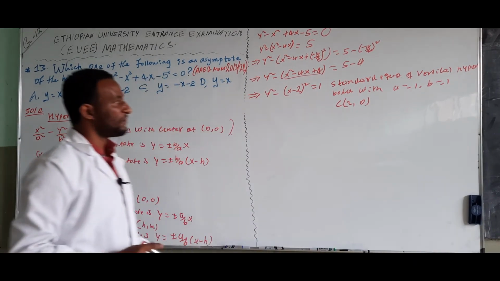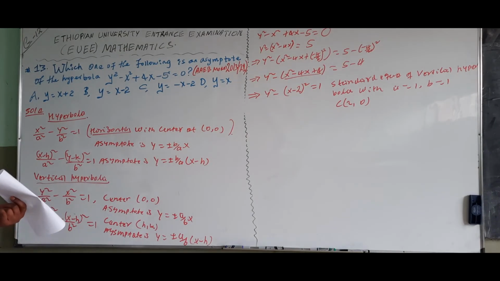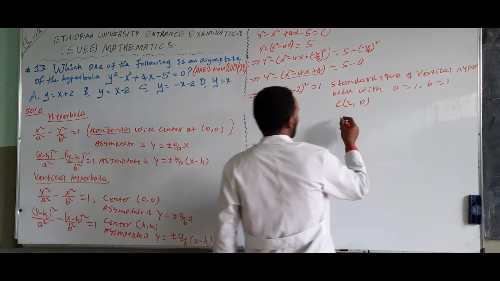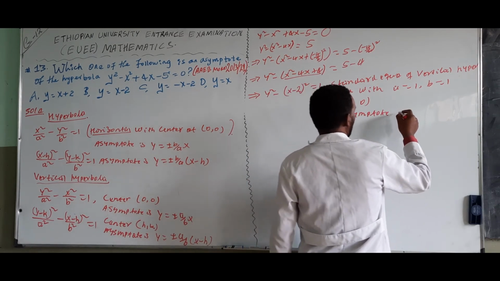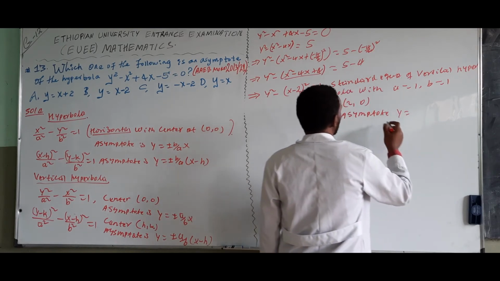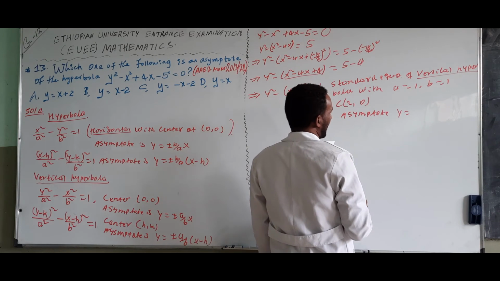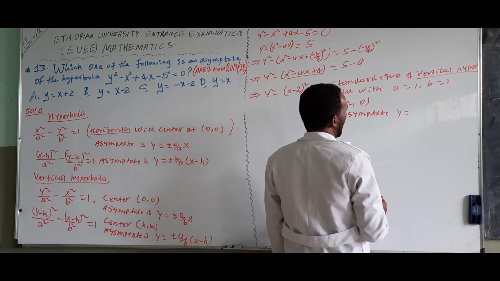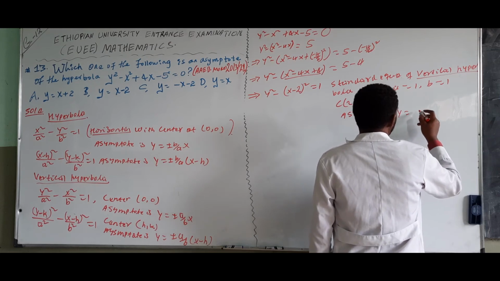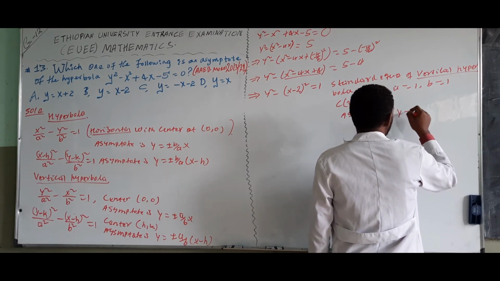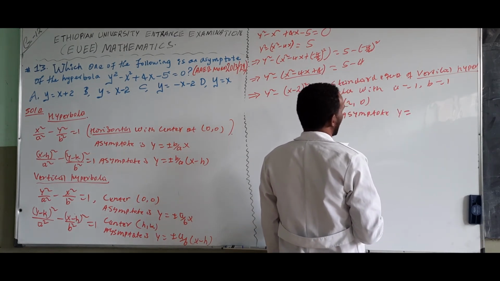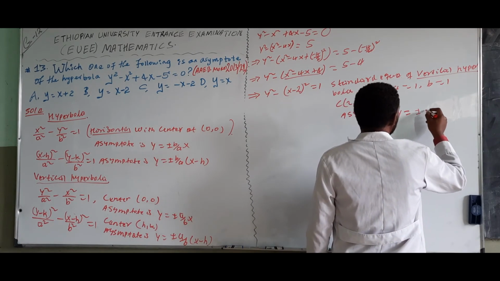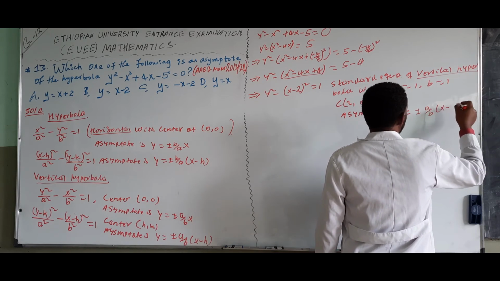Then, when we find the asymptote of this hyperbola, the asymptote is the line y is equal to, for this vertical hyperbola, plus or minus a over b x minus h.